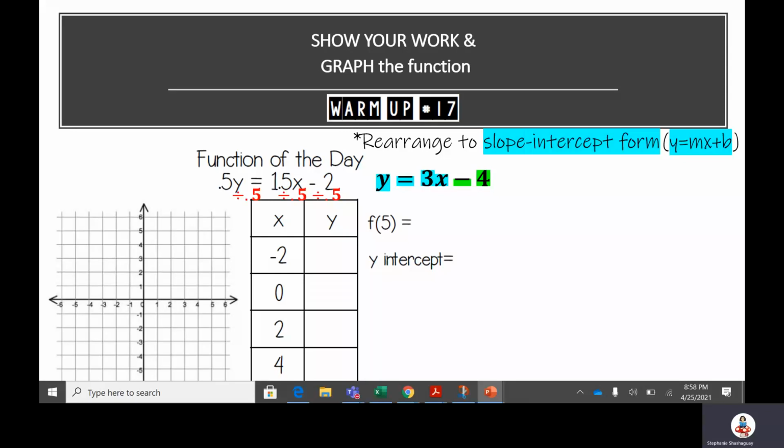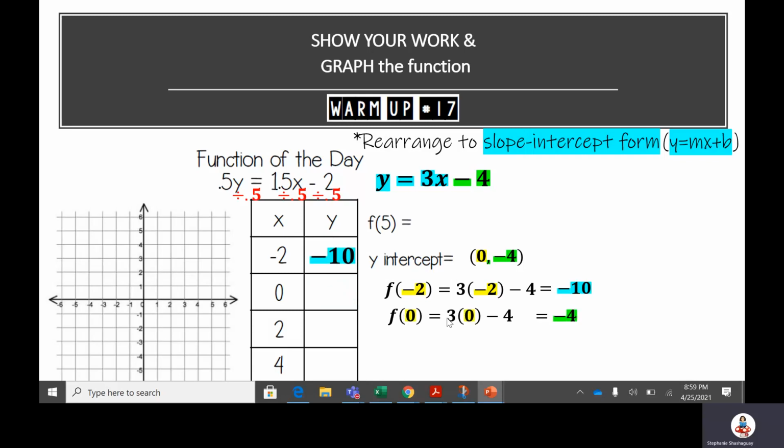You can type it into a calculator to double check, but if you are dividing by a fraction, which 0.5 is, 1/2, you are actually multiplying by the inverse, so multiplying by 2/1. And that's how we end up with y equals 3x minus 4. Okay, this -4 is telling me the y-intercept, (0, -4). Now I'm going to start plugging in my x values. So f of -2 is going to be equal to -10. When I plug in f of 0, that's going to give me my y-intercept of -4.